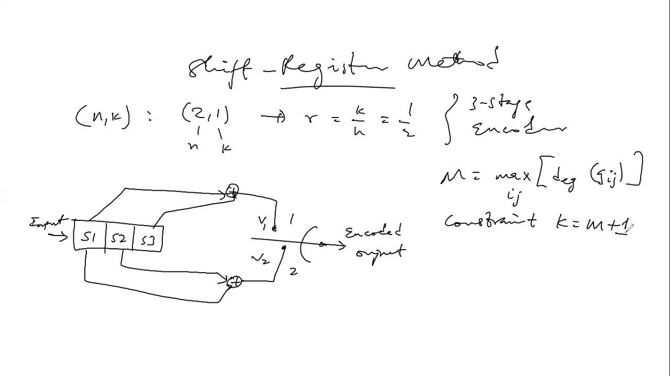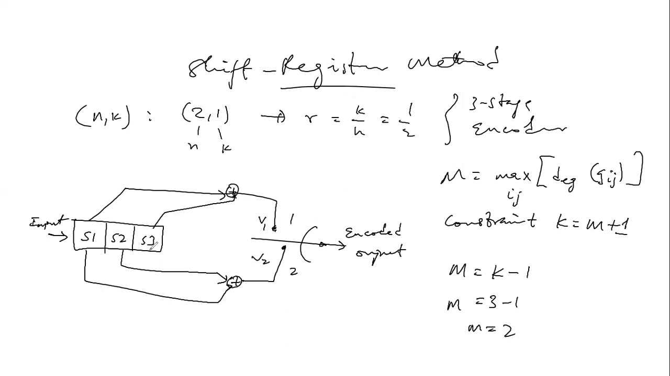Now, if we have this, it means that the memory will be the same as K minus 1. And here we have K to be the same as the number of stages, right? Which is 3, as we just mentioned. So the memory here will be 3 minus 1. M will be equal to 2.